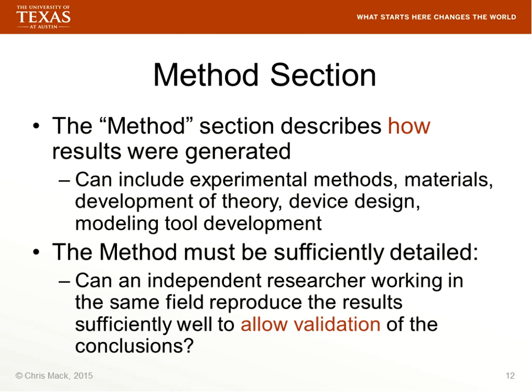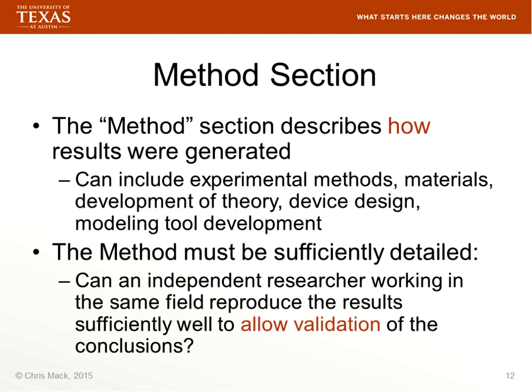Sorry. Next comes the methods section. The methods section describes how results were generated. Results could be data, results could be a theory, results could be a new model or a new design. Lots of things that could be the results. Classically, it's some set of data that you've measured. The method section describes how those results were generated.